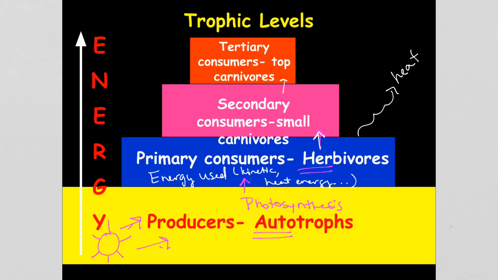So it takes all of this biomass of producers to support a very small amount of tertiary or top carnivores in an ecosystem.